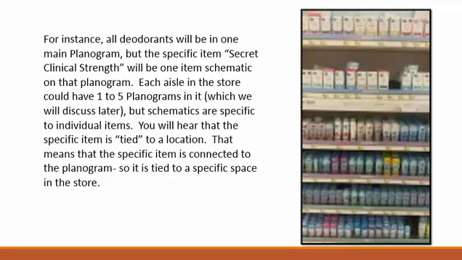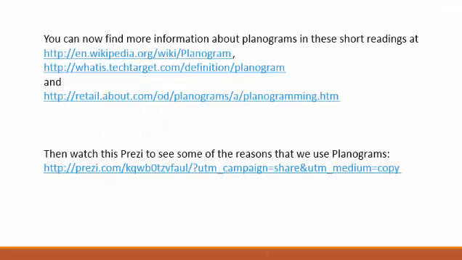Each aisle in the store could have 1 to 5 planograms in it, but schematics are specific to individual items. That means it's tied to a specific location on a planogram. And you'll see in our example planogram here, there are a ton of different deodorants on this planogram. Your schematic number for each item is going to tell you where this little purple one goes, this yellow one. They all have their own very specific space that they go to.